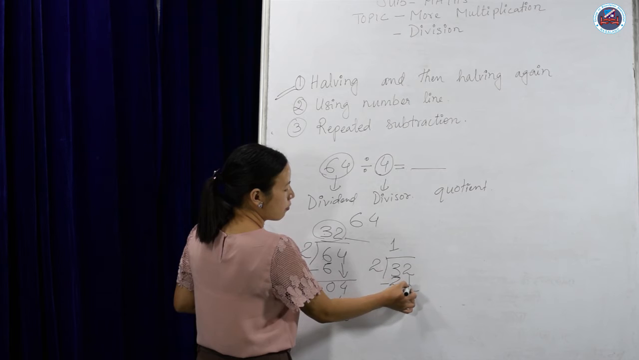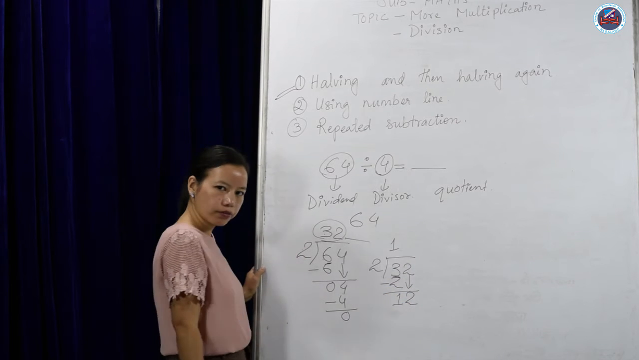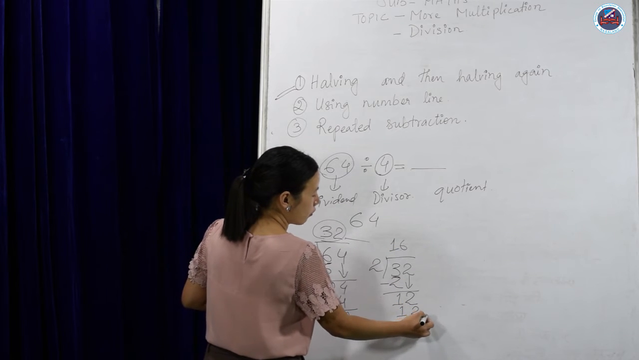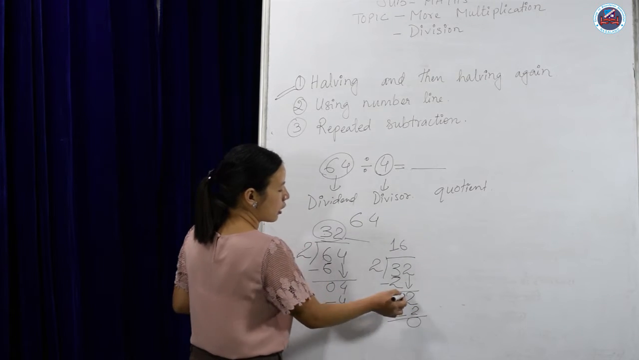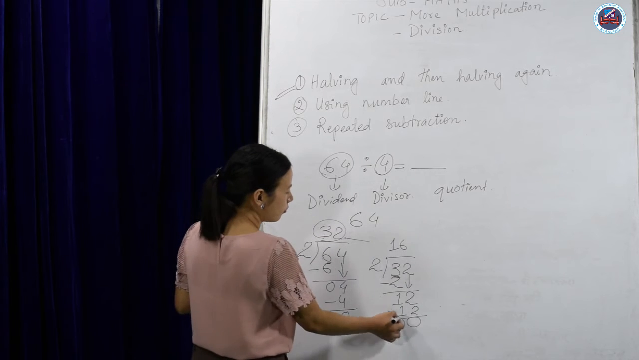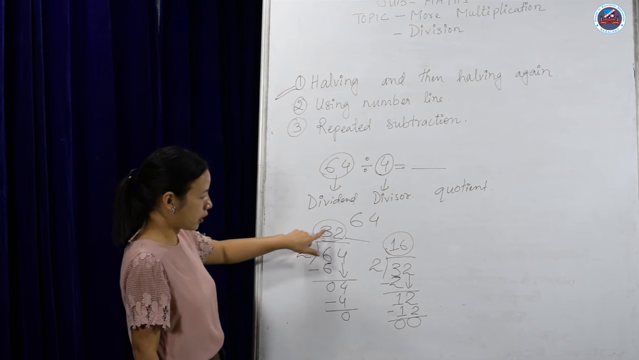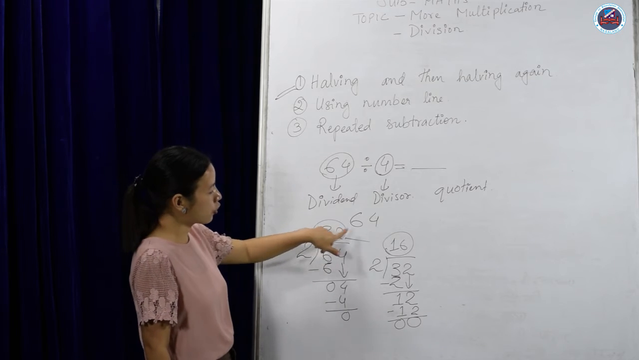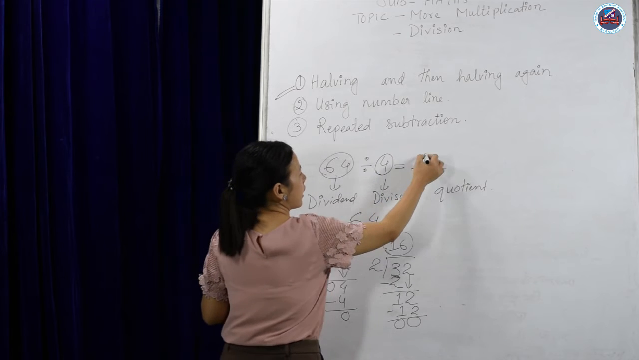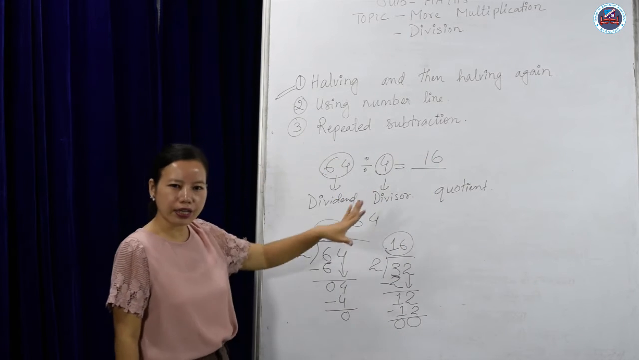Then your next number is 2, so bring down this 2, next to the 1, so that makes 12. I know that 2 times 6 is 12, so I write 12. Minus it, we get 0. That is, 12 minus 12 is 0. So we got 16. So half of 64 is 32, and half of 32 is 16. So that means 64 divided by 4 is 16. That's how we find it, by halving and then halving again.